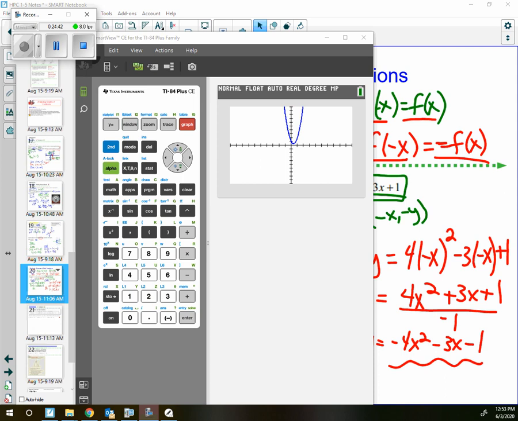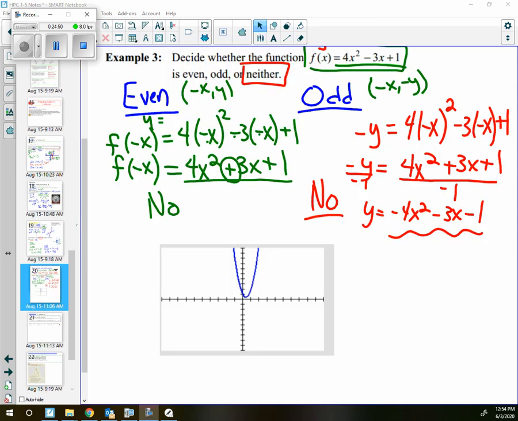If you take a peek at the graph, it definitely doesn't have origin symmetry. There are no points on the other side of that x-axis. To be odd, you have to have origin symmetry. So here's the origin. If I take any point on this graph and go through the origin, I should have a point an equal distance on the other side. Definitely don't have that. That's why this is a no. This equation was not equivalent to the original. It didn't contain those two points, so it can't have that symmetry.